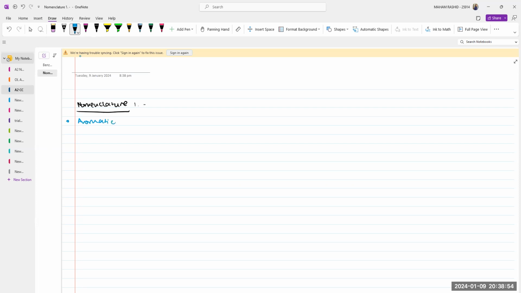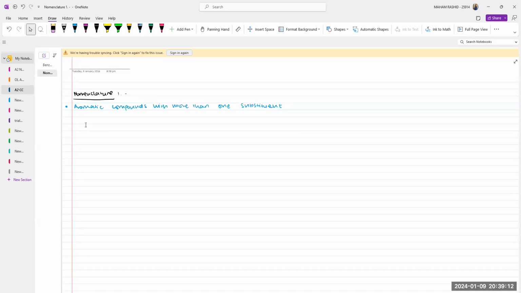Aromatic compounds with more than one substituent on the ring can exist as positional isomers. Now, what are positional isomers? Positional isomers are isomers with the same substituents at different positions. Now, what do I mean when I'm saying substituents?